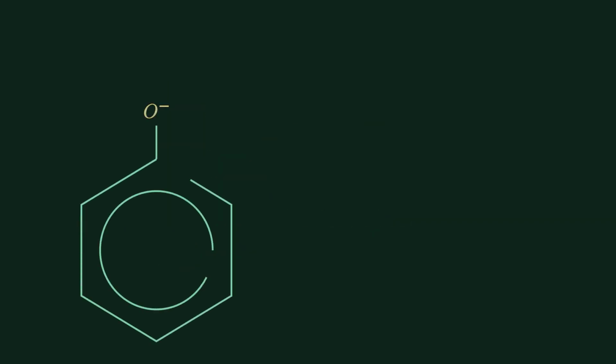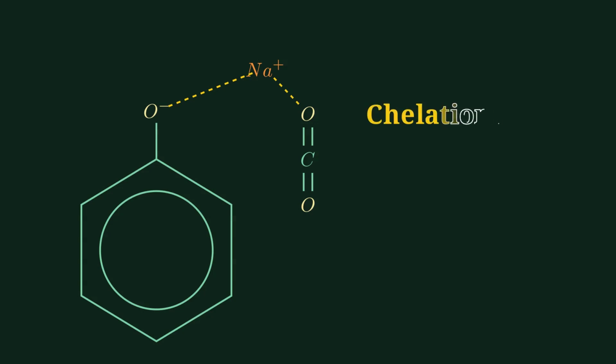But why? This is where the sodium ion, the spectator we usually ignore, comes into play. Picture the sodium ion acting like a chemical bridge or a matchmaker, holding both the phenoxide oxygen and the incoming CO2 in exactly the right orientation. This chelation effect is the secret reason why we get salicylic acid specifically.